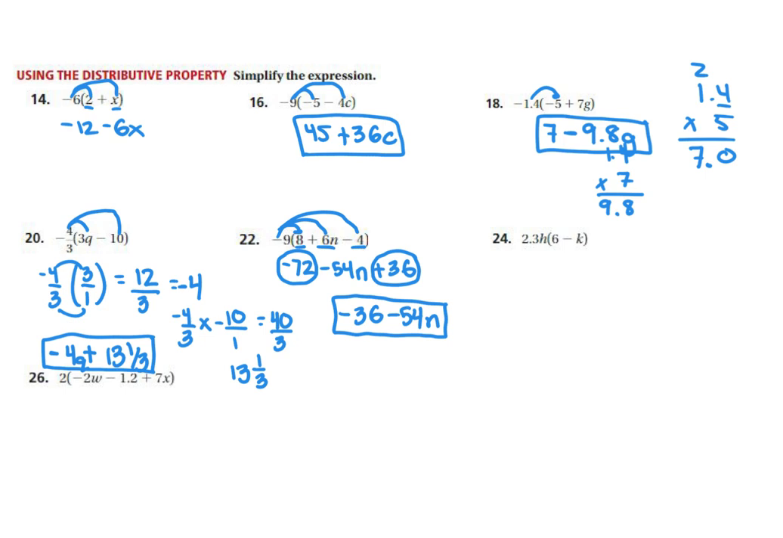On to number 24, distributing 2.3h times 6. So we'll do 2.3 times 6. We get 13.8. So that would be 13.8h. Now we're going to multiply 2.3h times negative k. A positive times a negative is a negative. And it would be negative 2.3hk.